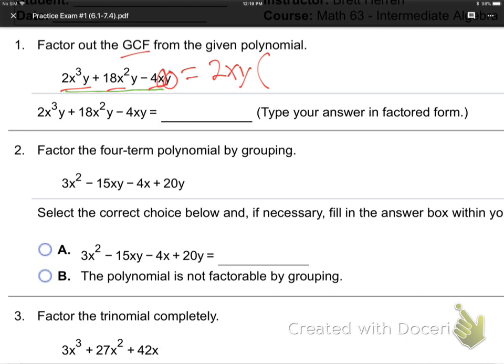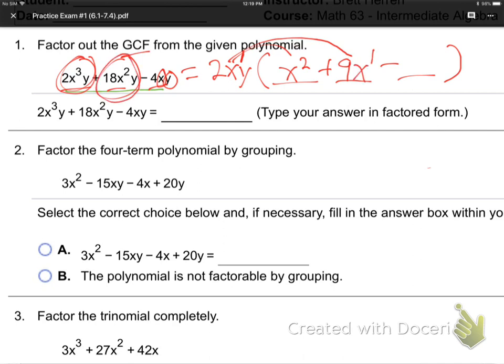What does that leave inside? Well, whatever works. We're going to put 3 things here so that if it multiplies, it'll go back to this. So what's that going to be? X squared, right? 2xy times x squared will go back to 2x cubed y, because the invisible 1 power on the y will add to the 2. For the next one, it'll be 9, to go back to 18. X squared y will be 9x, because again, the invisible 1 powers on the x's. We'll go back to x squared y, 18x squared y.